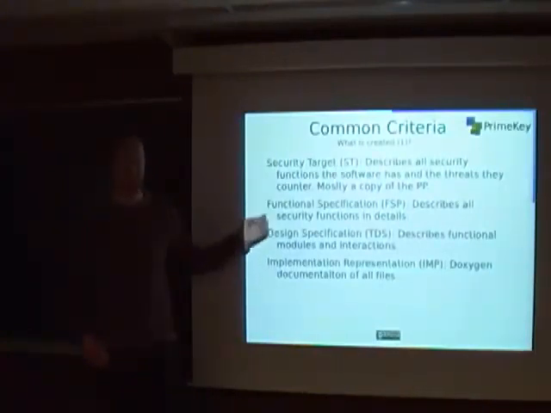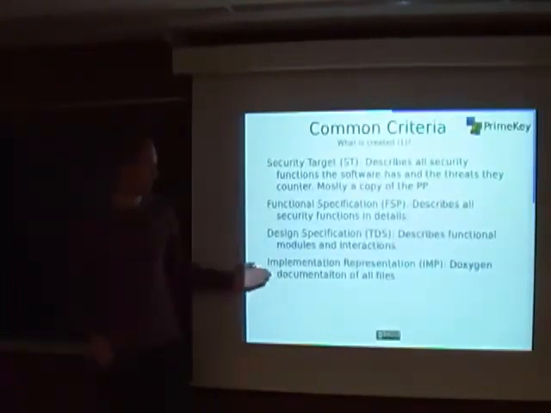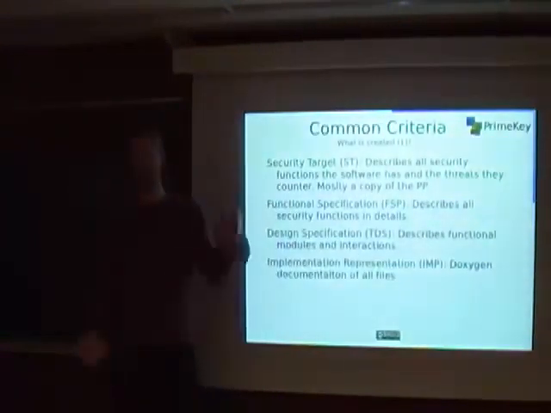Then comes the stuff that you have to create from scratch. First, we have a functional specification, which describes all the security functions in detail. I will show you examples of it. Secondly, we have a design specification, which describes modules and interactions between different modules in your software. And then we also have implementation representation. Here we are also lucky, because this implementation representation is basically a list of all the files in your software. And they are kind of nice. We can use a tool like Doxygen to just auto-generate this. So that's probably the easiest of them all to create.